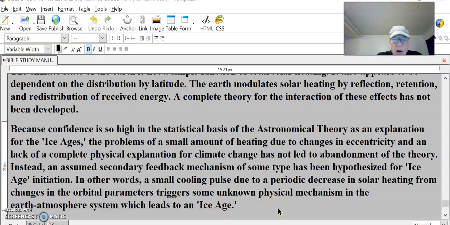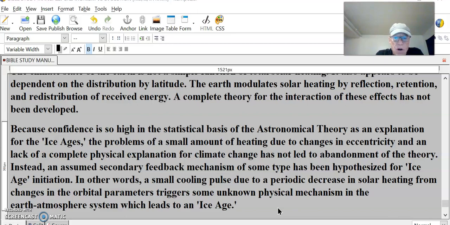So because confidence is so high in the statistical basis of the astronomical theory as an explanation for the ice ages, because they're imaginary statistics, the problems of a small amount of heating due to changes in eccentricity and a lack of complete physical explanation for climate change has not led to abandonment of the theory. Instead, an assumed secondary feedback mechanism of some type has been hypothesized for ice age initiation. Ergo, it's possible to have multiple ice ages, considering the fact that they considered a long time coming.